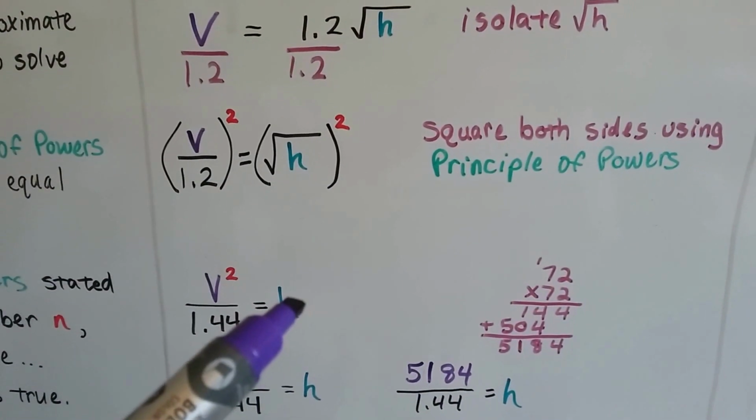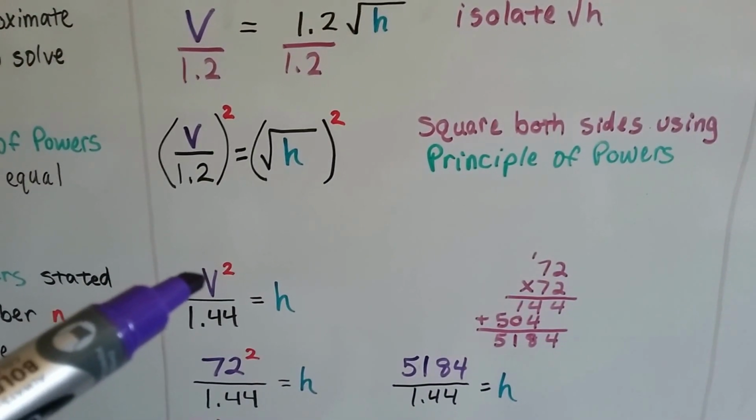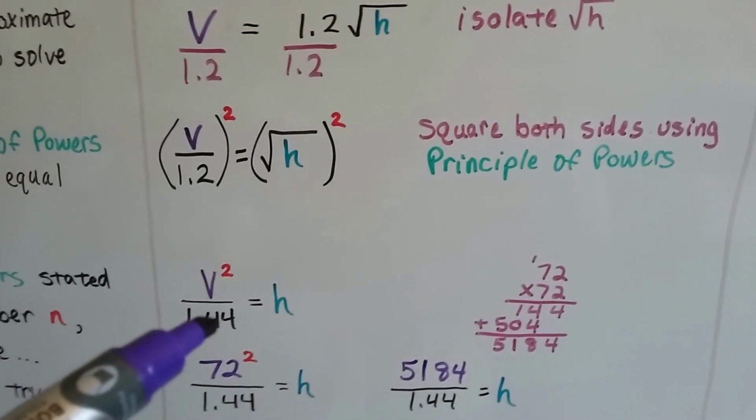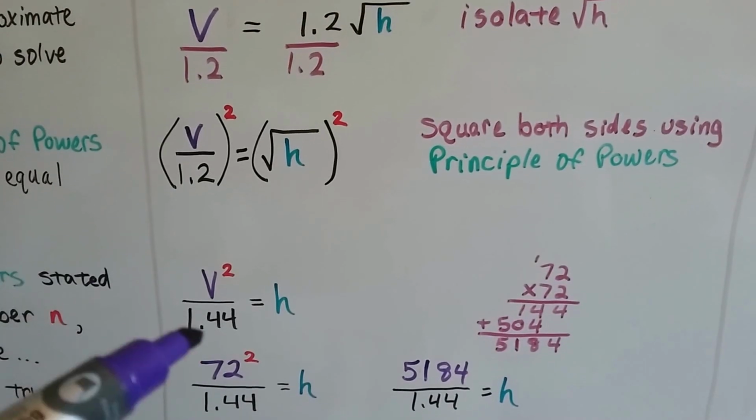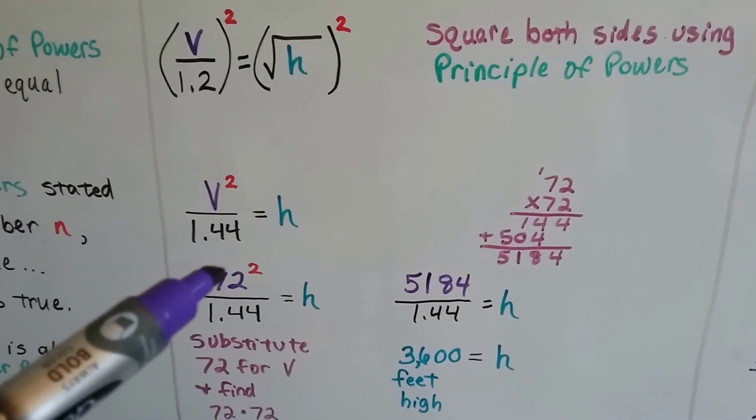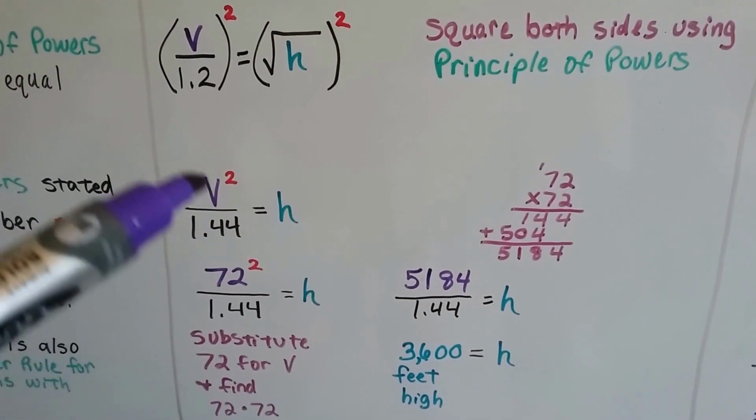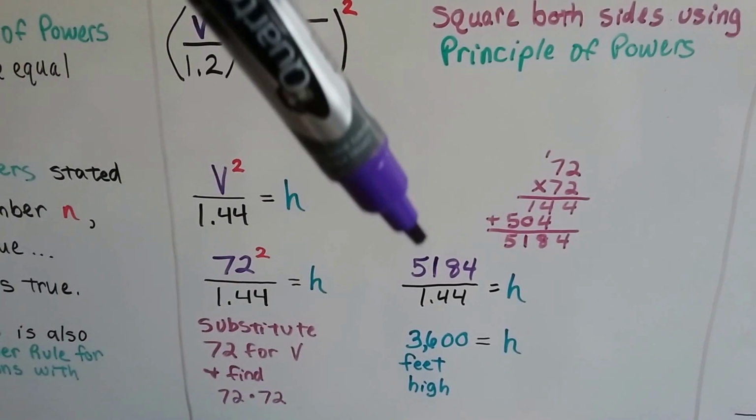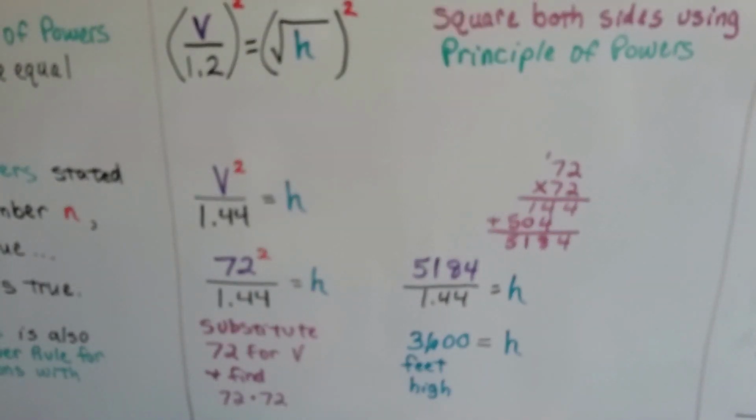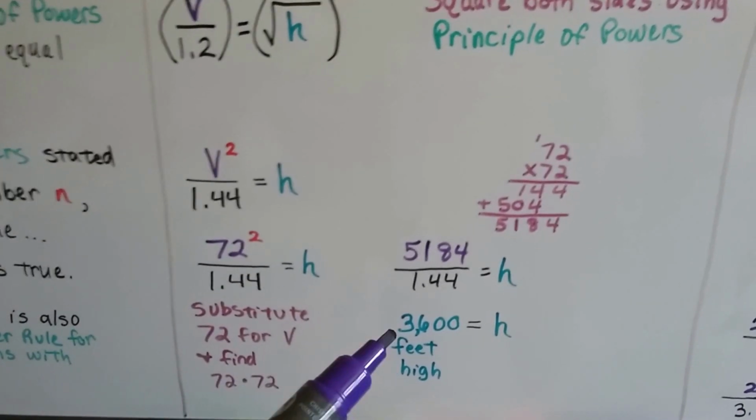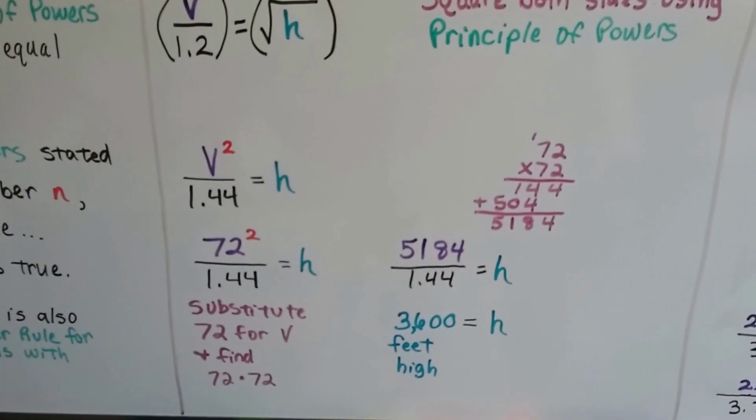We end up with just h on this side, but on this side, we end up with v squared divided by 1.44, because 1.2 times 1.2 is 1.44. Now what we do is we take that 72 miles and put it in the place of the v. We substitute it in. And 72 times 72 is 5,184 when we do the multiplication, see? We just divide this, and we find out she's 3,600 feet high.